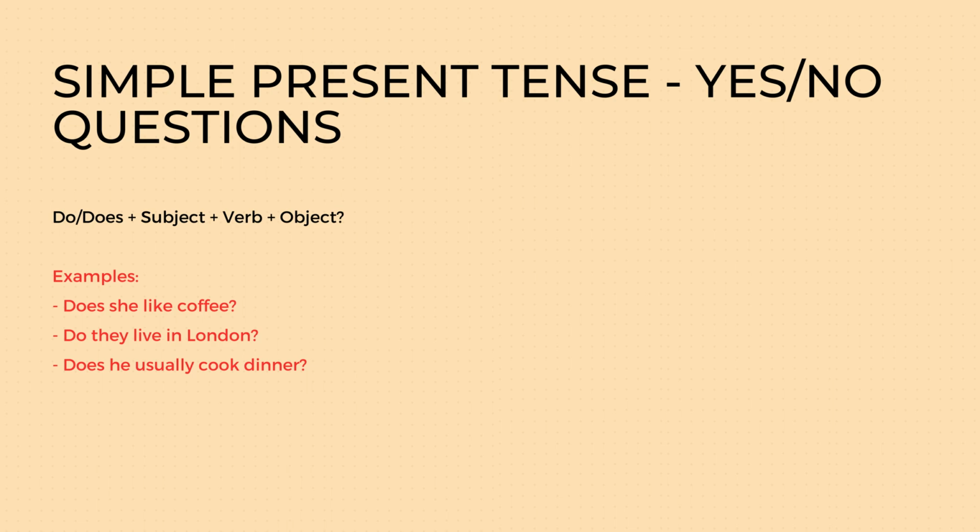Here, do is the auxiliary verb, they is the subject, live is the main verb, and in London is the object. Lastly, does he usually cook dinner? In this question, does is the auxiliary verb, he is the subject, usually cook is the verb, and dinner is the object.